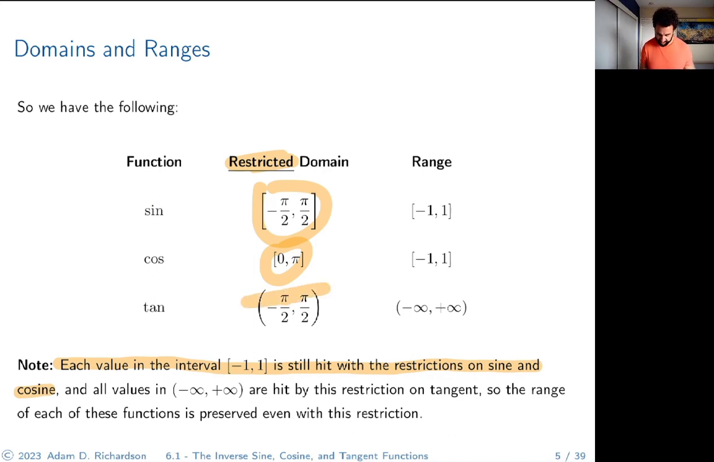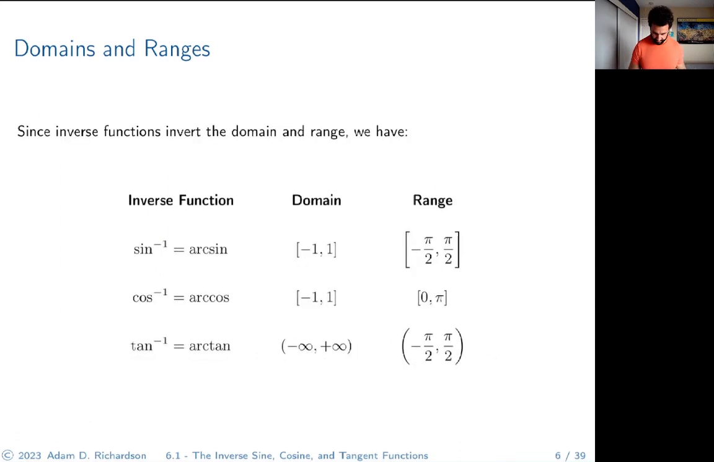So even though we restrict tangent to be in the interval negative pi over 2 to pi over 2, exclusive, the range is still going to be negative infinity to infinity. So we're going to get all the possible slopes of these lines. So we've lost no information in terms of outputs, which is great. All right, so we have this.